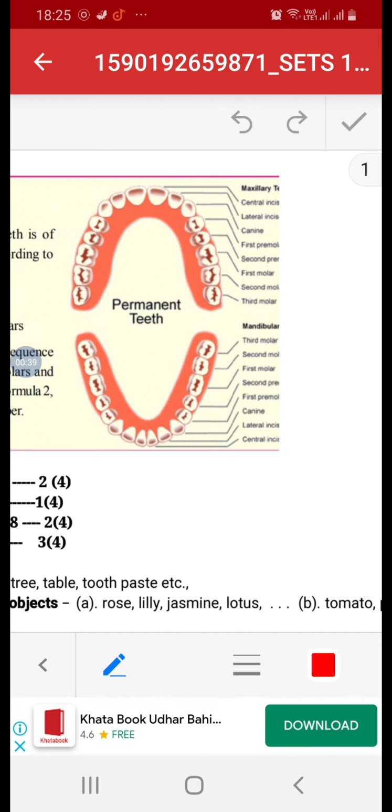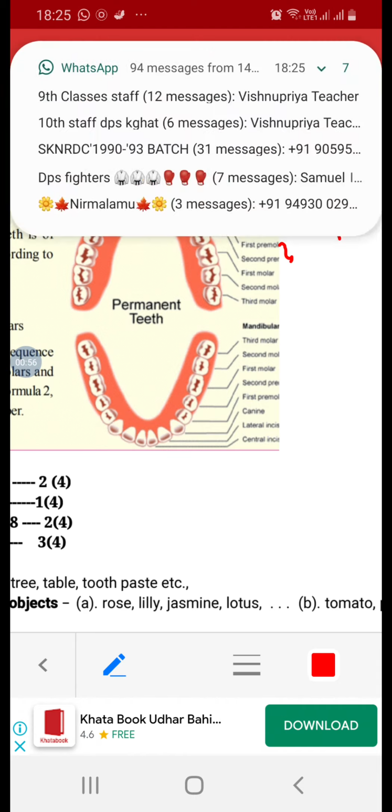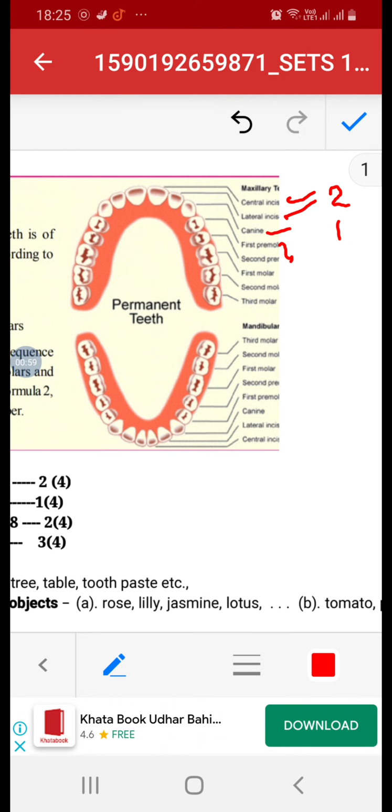What do they contain? From the top, the central incisor, the second one lateral incisor. So there are 2 incisors, 1 canine, first premolar and second premolar. There are 2 premolars, and 1, 2, 3. There are 3 molars.